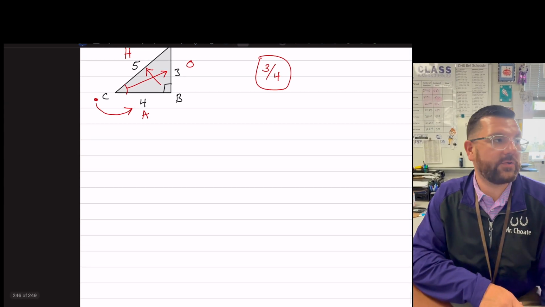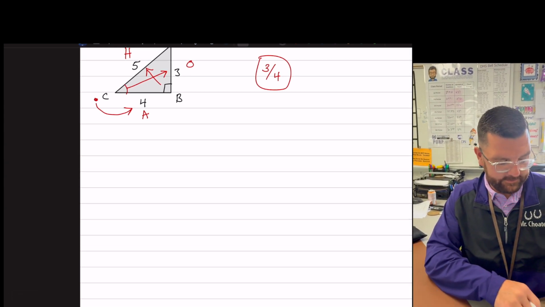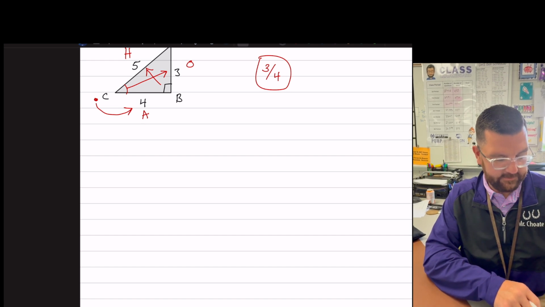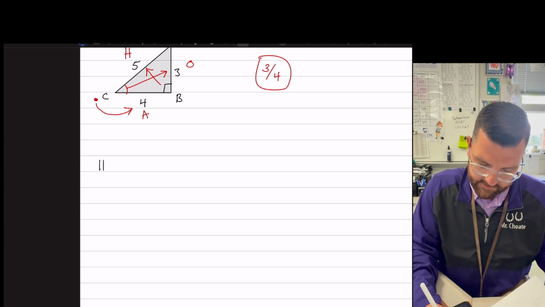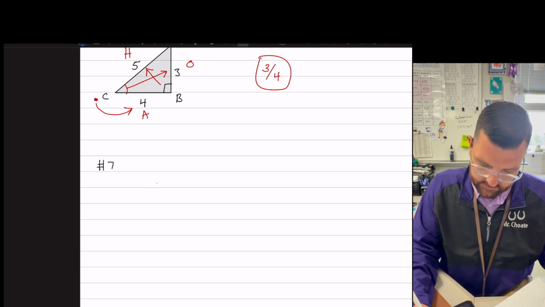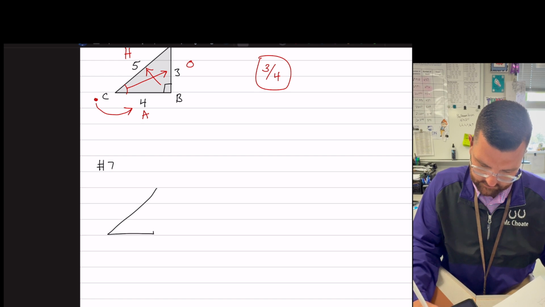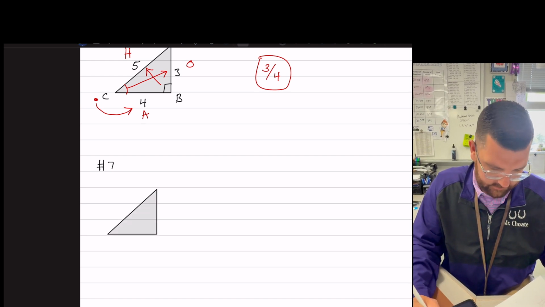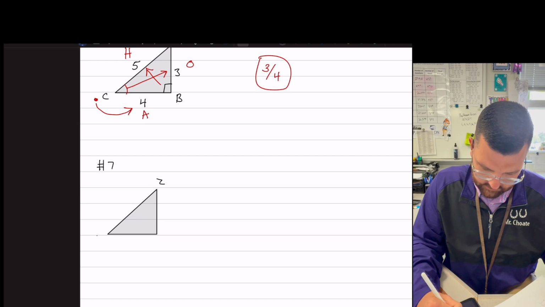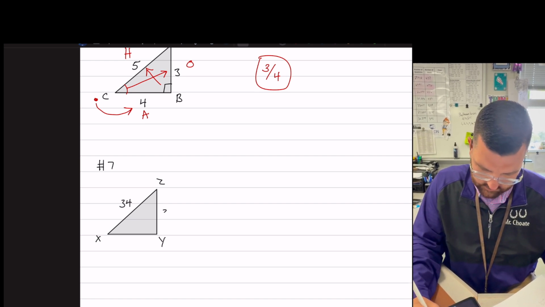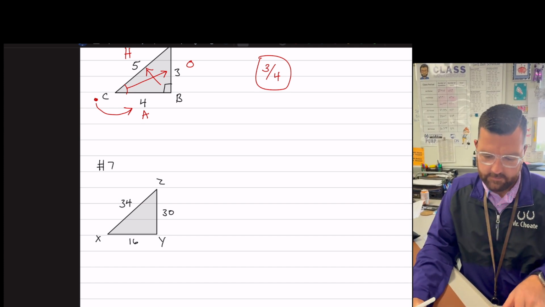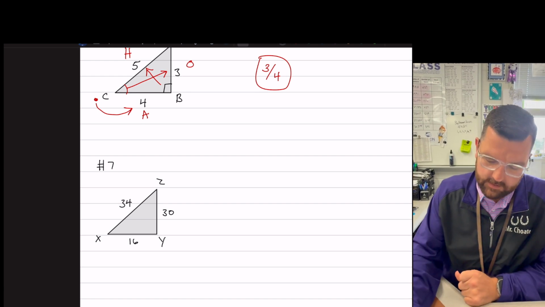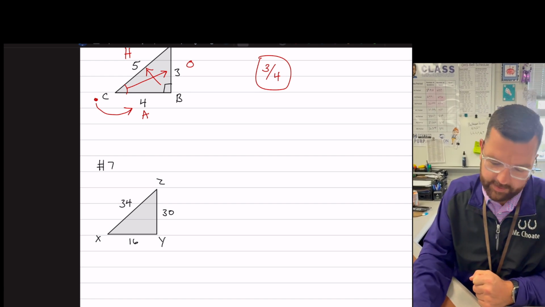Pick a number 6 through 10. Anybody? Number 6 through 10. Let's do number 7. Okay, here we go.